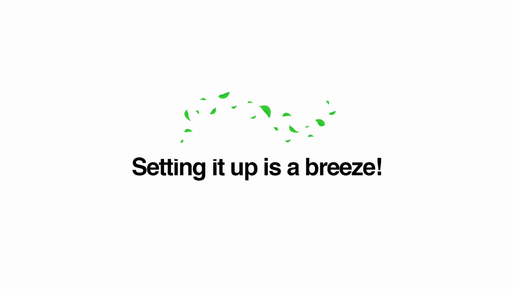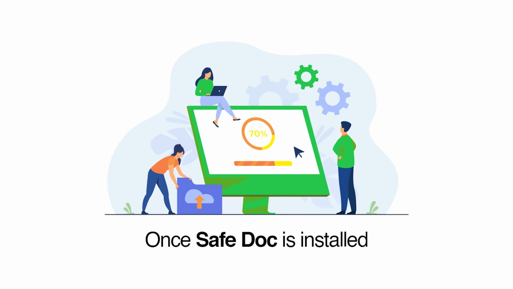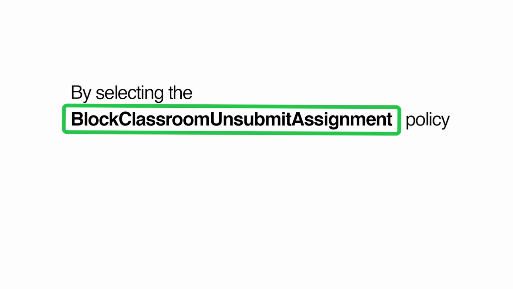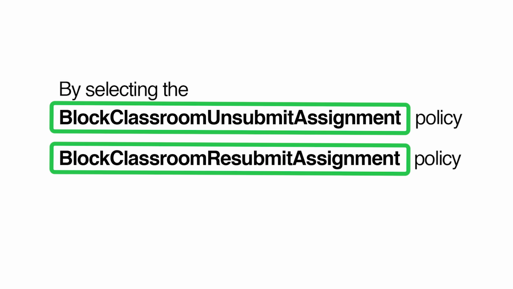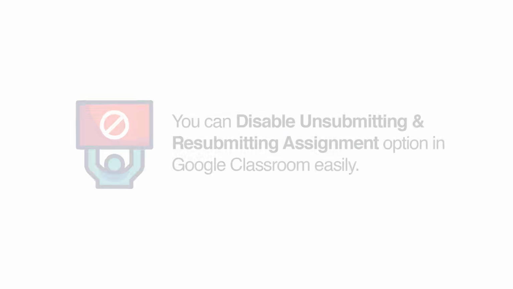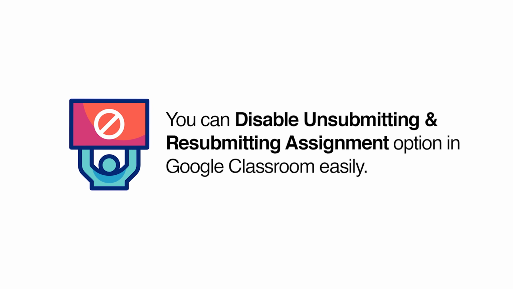Setting it up is a breeze. Go to the Chrome Web Store page, search for SafeDoc, then click Add to Chrome to add this extension. Once it is installed, by selecting the Block Classroom Unsubmit Assignment and Block Classroom Resubmit Assignment policies and setting the values to True, you can disable the unsubmitting and resubmitting assignment options in Google Classroom easily.